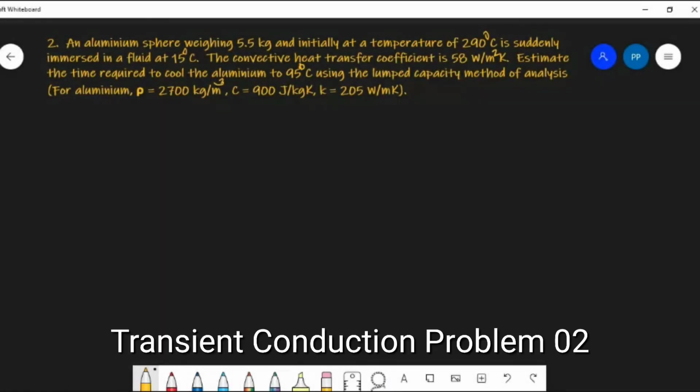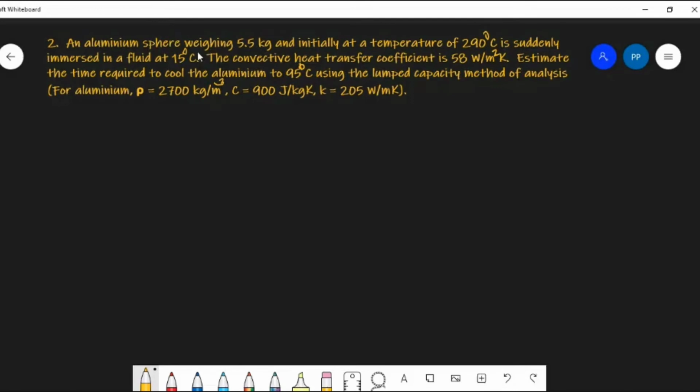Okay, here in this problem, in the last one we had a mild steel sphere, but here we have an aluminum sphere that is weighing 5.5 kg. So it's not a small sphere. Since the density of aluminum is lesser, a 5.5 kg sphere will be a very large sphere in diameter, and its initial temperature is 290 degrees Celsius, and that is suddenly immersed in a fluid which is at 15 degrees Celsius. It can be water or it can be air, we don't know that, but they are saying it's immersed in a fluid at 15 degrees Celsius. The convective heat transfer coefficient is 58 watt per meter square Kelvin.